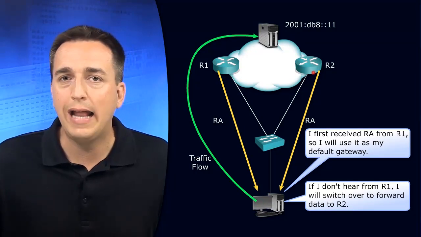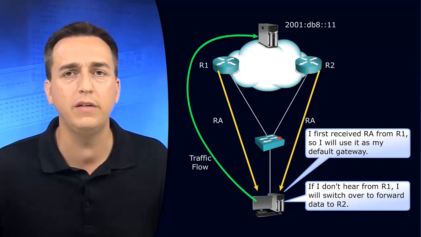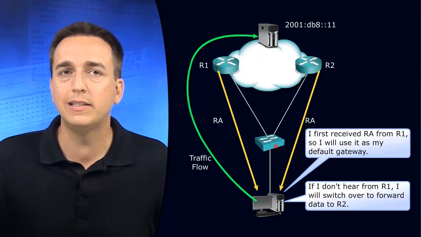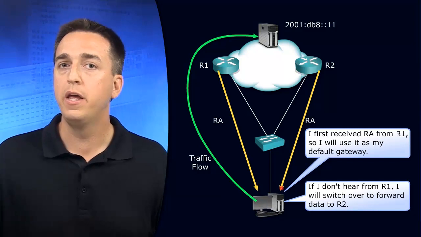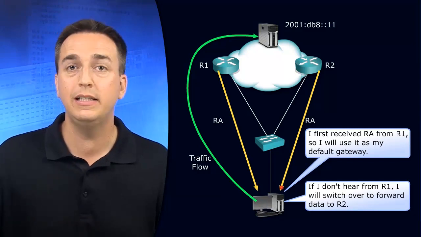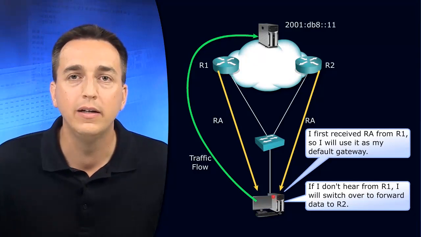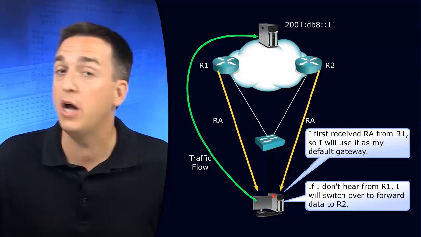So even though it has R2's link local address reserved as a default gateway address, it won't use it unless it no longer hears those router advertisements from R1. So once it ceases to get RAs from R1, it then uses whatever default gateway address is next in the list. So in this case, it would be R2.